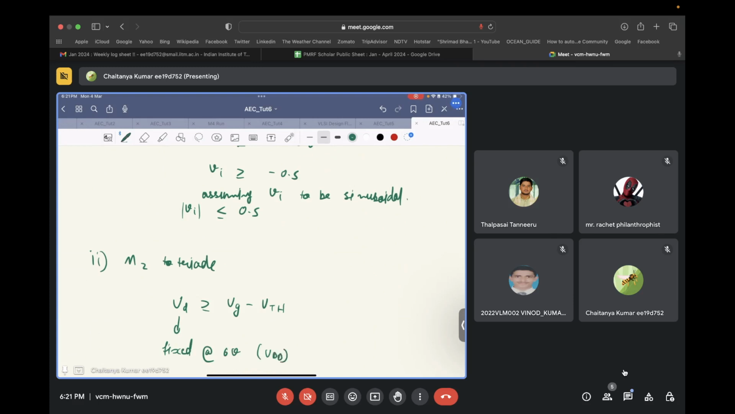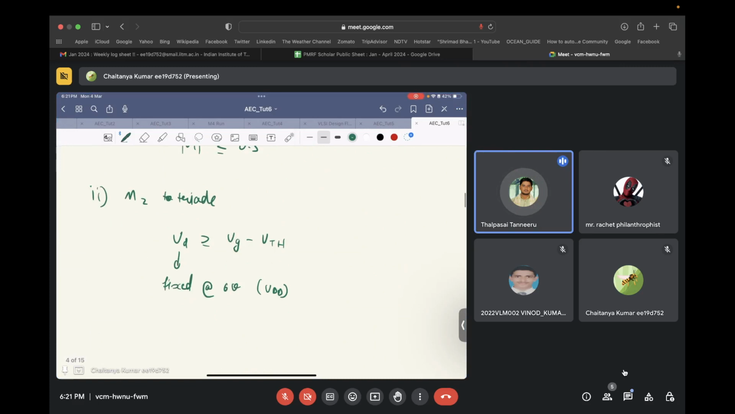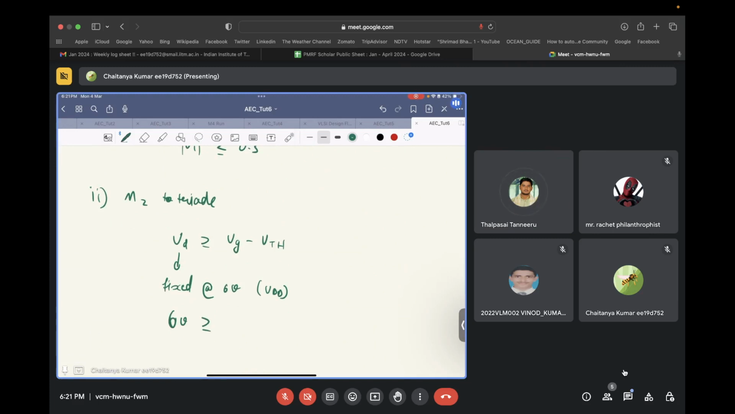You understand? Yes, sir. In this case, VG is varying, right? Yeah, in this case, VG is varying. So basically, 6 volts is greater than or equal to VG, which is 1.5 volts plus the input, minus VTH. So from this, you get the condition, and VTH is equal to 0.5 volts. So you get the condition that your Vin must be less than or equal to 5 volts.